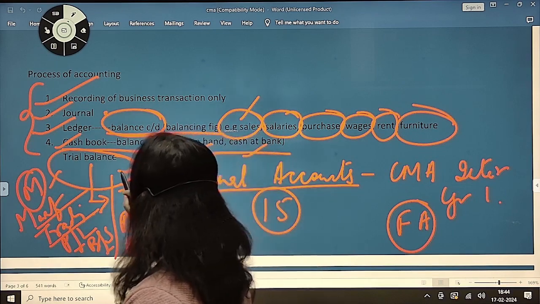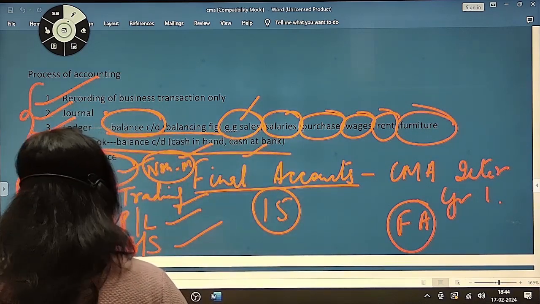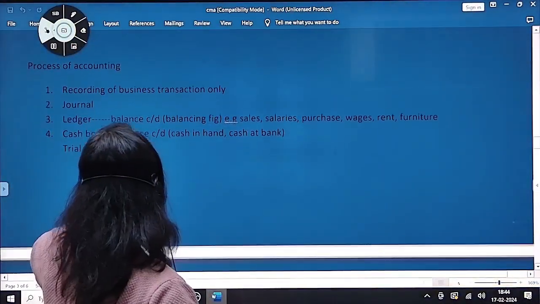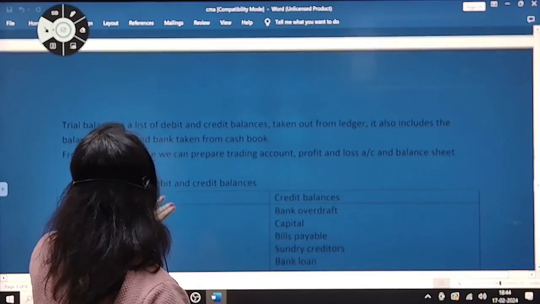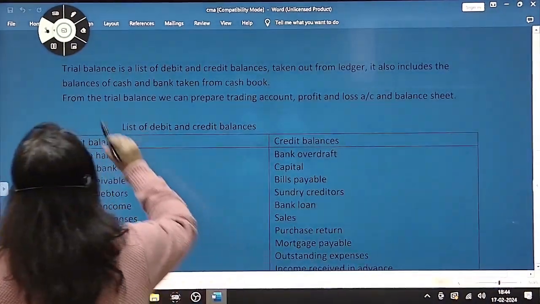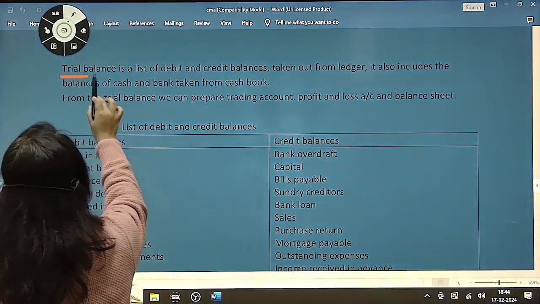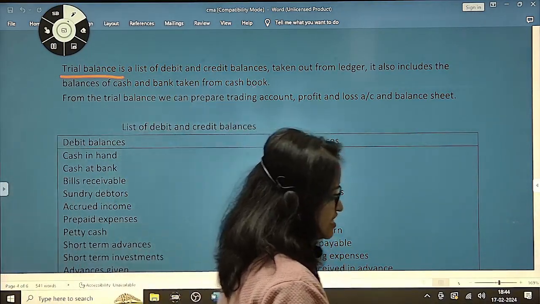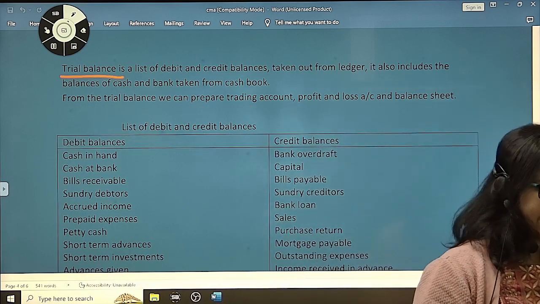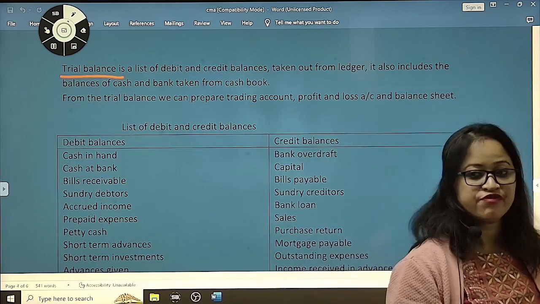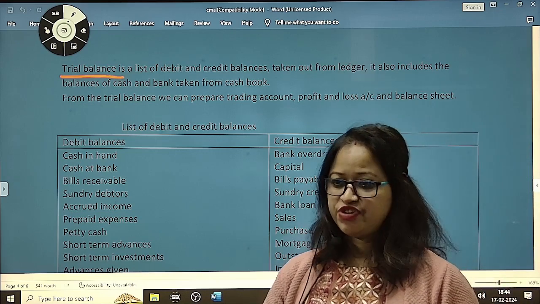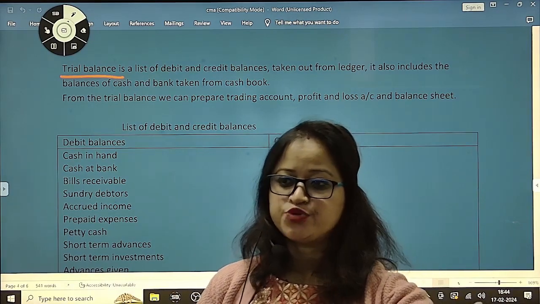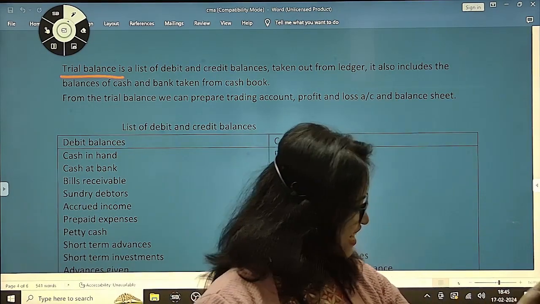So in the trial balance, various accounts will be given. Now we will see the trial balance. What is trial balance all about? A trial balance is a list of debit and credit balances. So all these balances, from where will we get them? Before preparing the trial balance, what do we do? Ledger. Yes, ledger, very good.